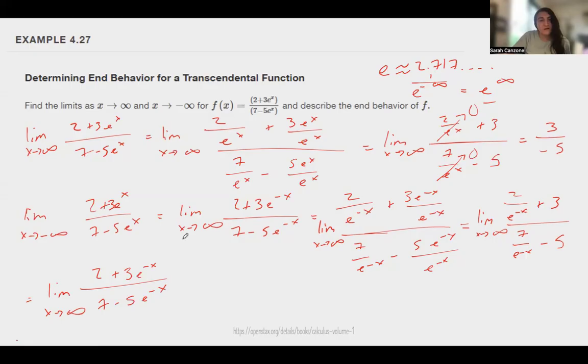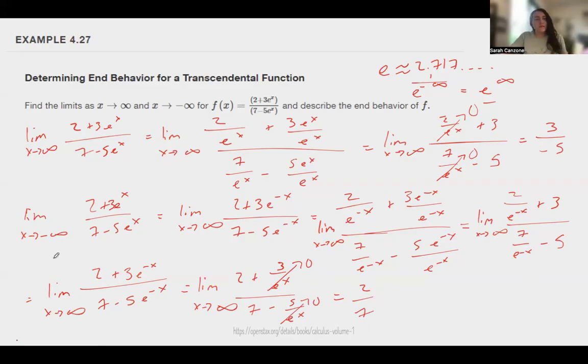And what that gives us is now we can use this rule that I mentioned up here, that if you have a negative exponent, you can change the part of the fraction it's in and change the sign of the exponent. And we can rewrite this as the limit as x approaches positive infinity of 2 plus 3 over e to the positive x over 7 minus 5 over e to the positive x. Now we're in business, because now if you plug in positive infinity, e to the positive infinity becomes a very, very large number. When you do a number divided by a large number, you get 0. So this goes to 0, this goes to 0, and your answer is just going to be 2 over 7.